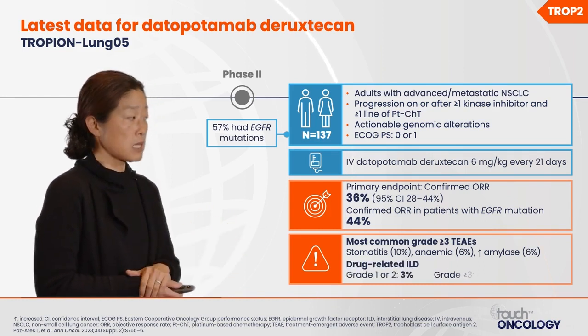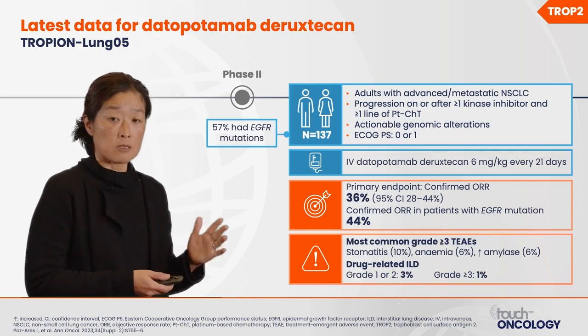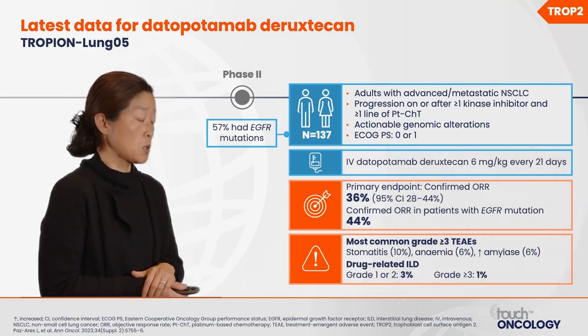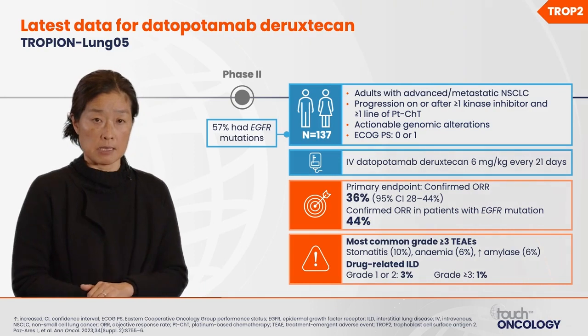The rates of drug-related ILD were relatively low. They tended to be low-grade, 3% at grade 1 or 2. There was a 1% grade 3 or higher ILD reported in this study.